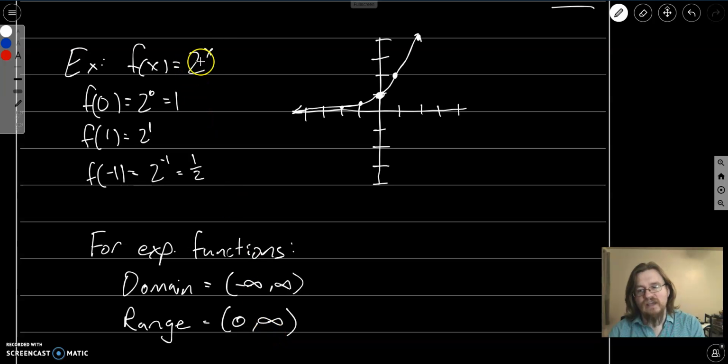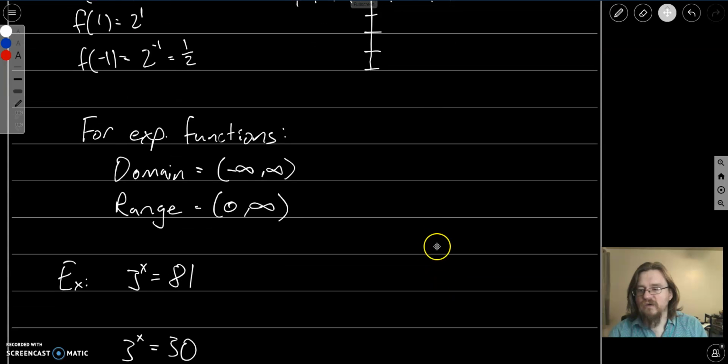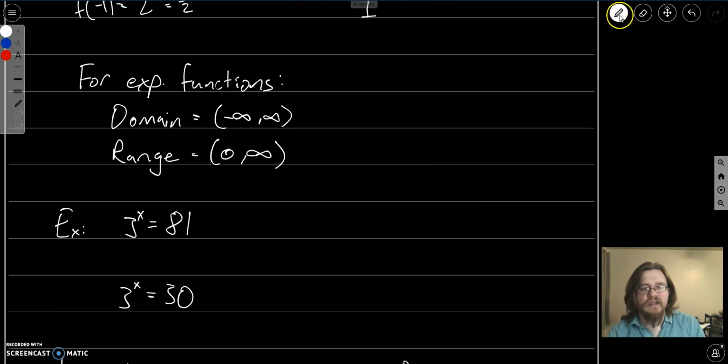We can't even take 2, raise it to a power to get 0. If you take 2 times itself a bunch of times, it's positive. If you take 2 divided by itself a bunch of times, it's still positive. We can never get 0. So this is just something to keep in the back of your mind. You can always plug in any value you want into an exponential function for the domain, but we can only get positive values. So for instance, we could take a look at a couple of questions here.